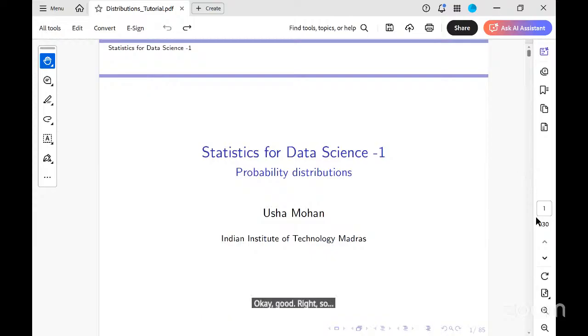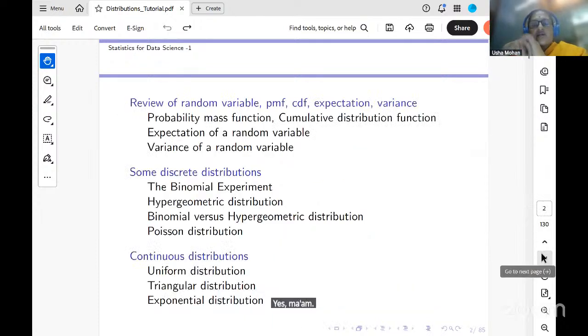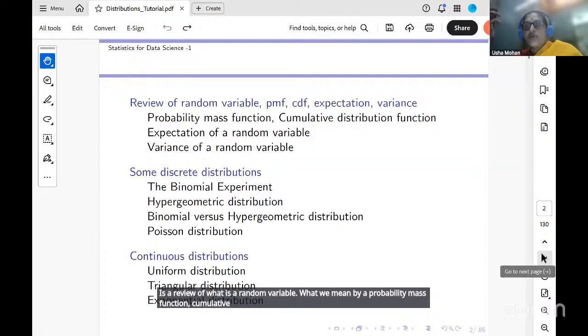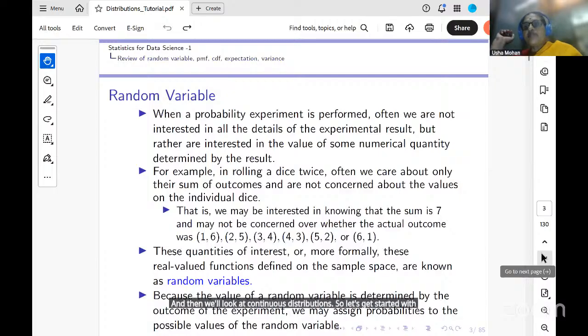As I mentioned, the three key topics that we are going to look at today are a review of what is a random variable, what we mean by a probability mass function, cumulative distribution function, and the notion of expectation and variance. Then we move on to some discrete distributions, and then we look at continuous distributions. So let's get started with the concept of a random variable.